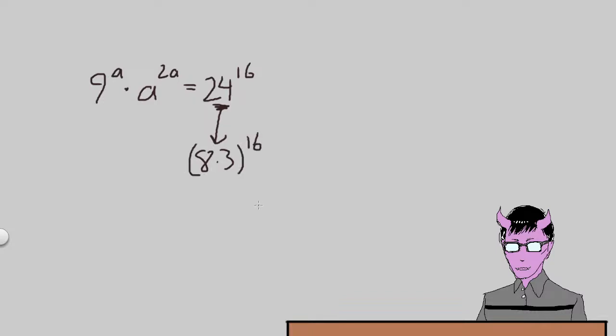So copy paste the 16 exponent, copy paste the entirety of the left hand side. There we go. Whoa, where's the equal? There. Let me move it. How did it get so cramped? Okay. So what can we do? Let's distribute the 16 to both of those, because we probably want to resolve this nonsense.